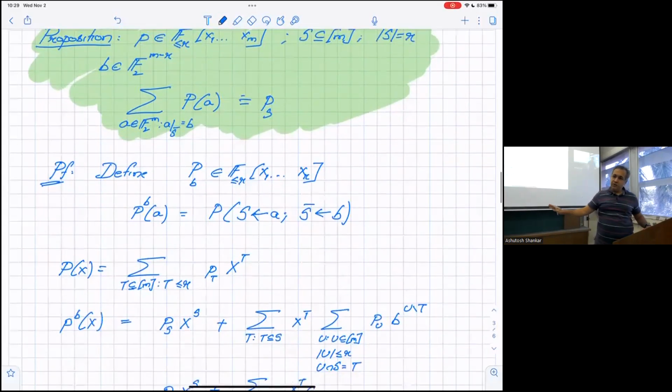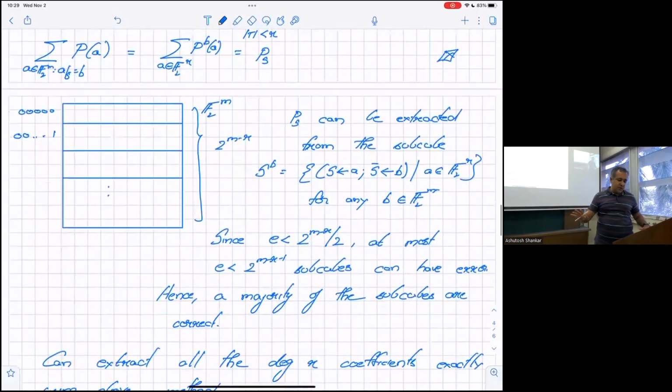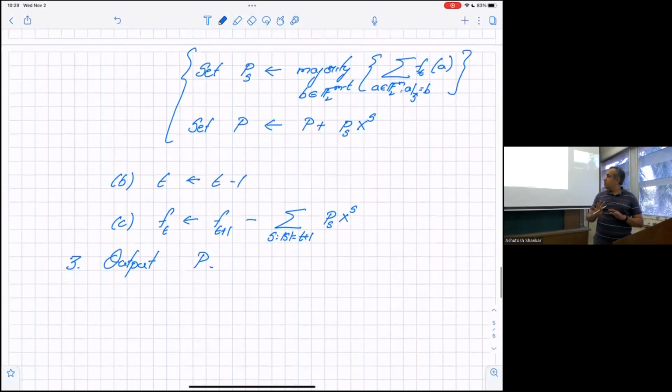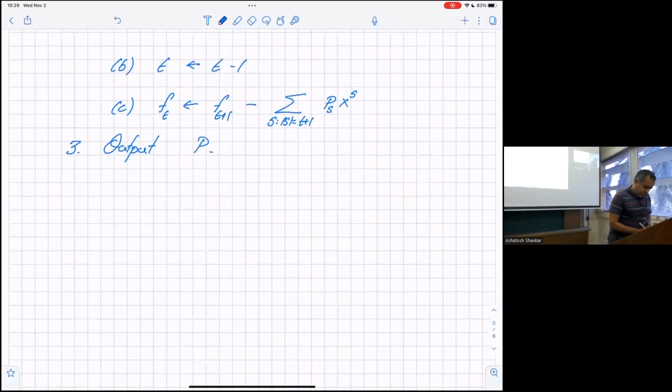You can try doing this for it. What we will instead do is see another algorithm. We see a completely different algorithm, which will work for all fields, but it will not go all the way up to half the minimum distance. So the second algorithm works for all fields.